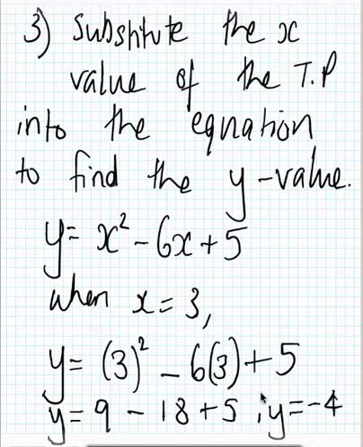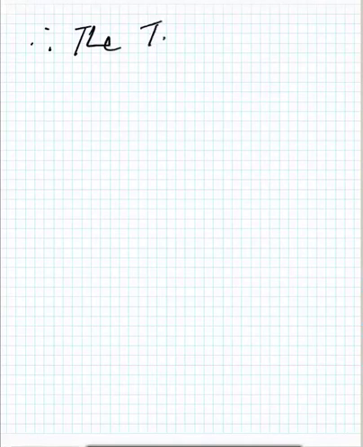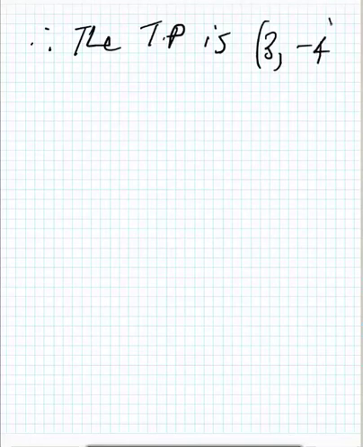And this is our y value of the turning point. And so we have found our turning point. So let's write our final statement. We can say, therefore, the turning point is when x is positive 3 and y is negative 4.